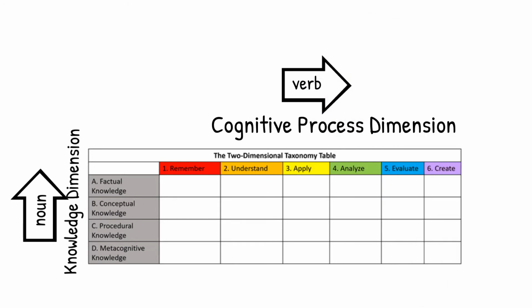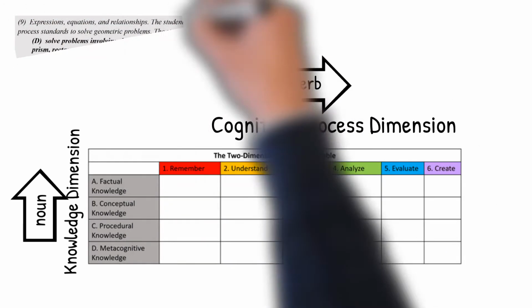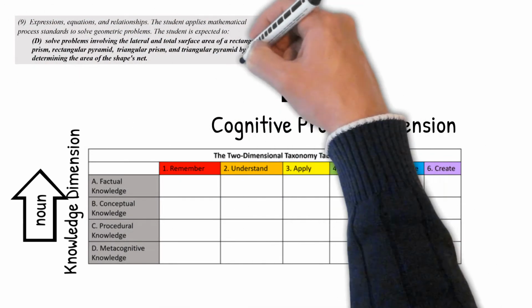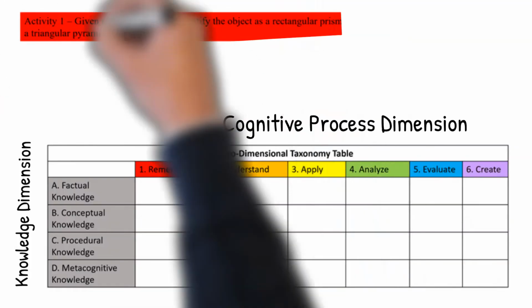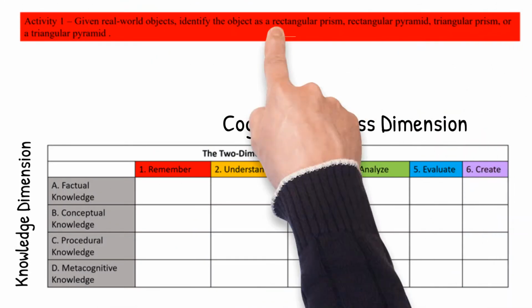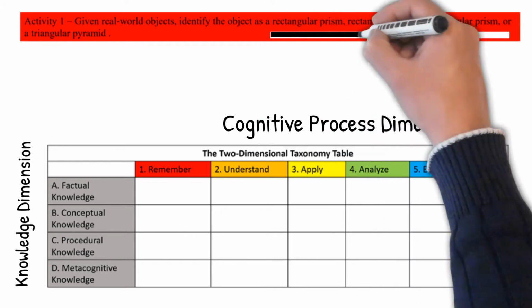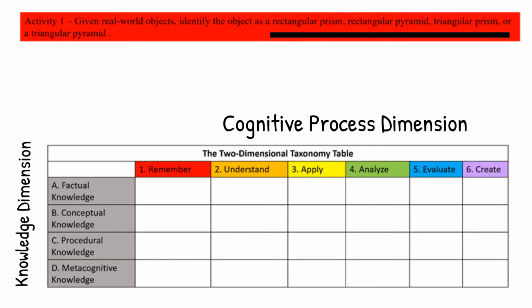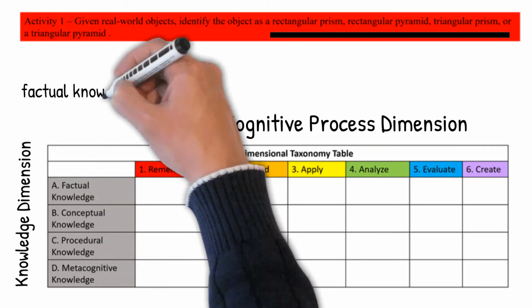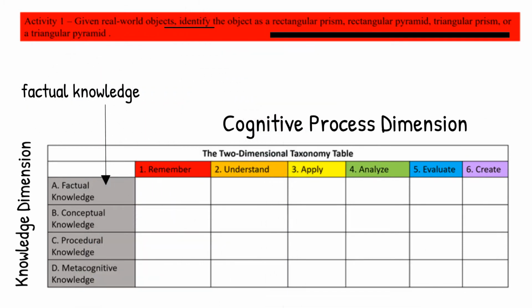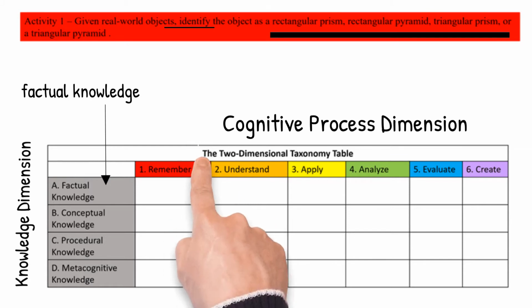Let's use the same math standard to see how the taxonomy table can be used. If you remember from Activity 1, the noun here is the geometric shapes, which is the understanding of geometric terminology. So this is categorized as factual knowledge. The verb in this activity is identify. So this is the remember cognitive process.